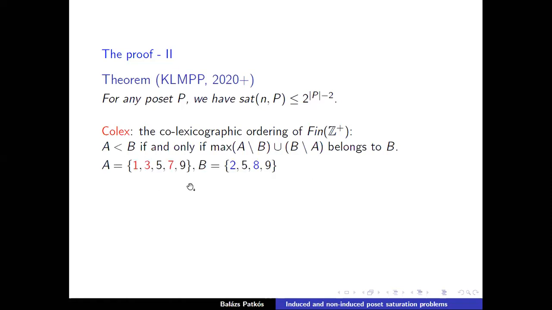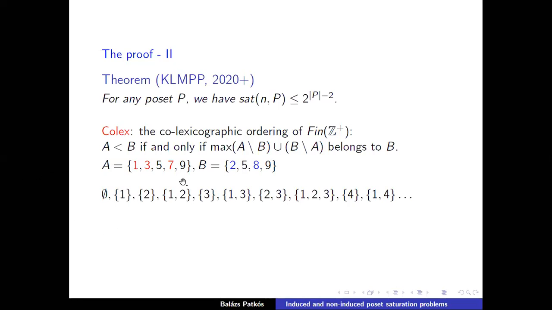So let's have an example. If A is {1, 3, 5, 7, 9} and B is {2, 5, 8, 9}, then the symmetric difference is {1, 3, 7} and {2, 8}. Out of these numbers, 8 is the largest. So among these two sets, B is the larger in the colexicographic ordering. So what does the colexicographic ordering look like? The smallest element of this ordering is the empty set, then singleton 1, singleton 2, {1, 2}, singleton 3, {1, 3}, {2, 3}, and so on. So this is how the colexicographic ordering looks.